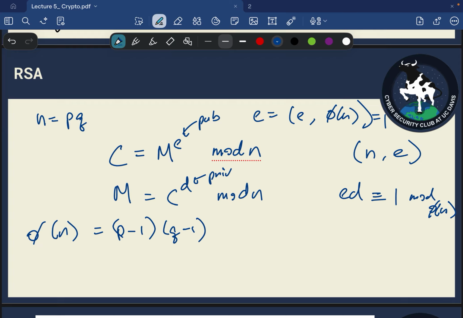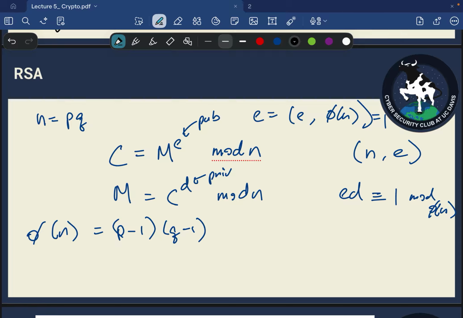And if p and q are these numbers that are hidden from you, because your public key is only n and e, that means the difficulty of RSA is how to factor this n back to p and q. And the reason why this is so useful is because we can actually do digital signatures now.